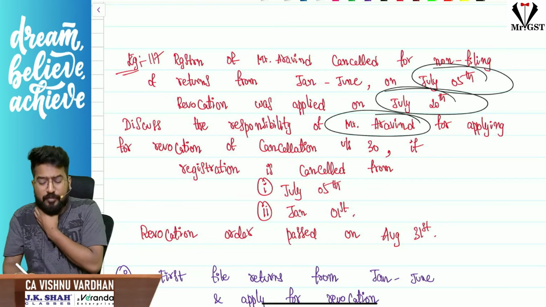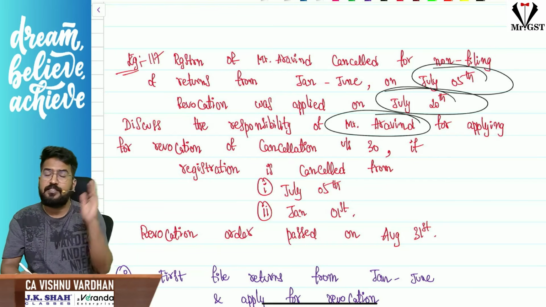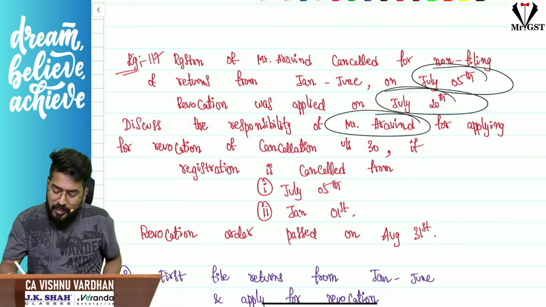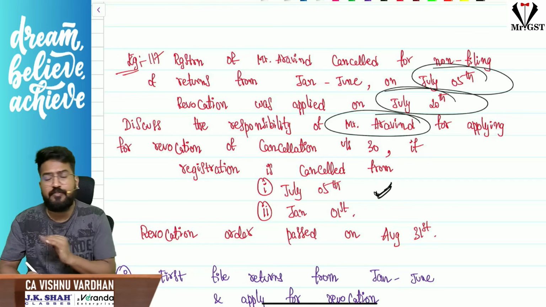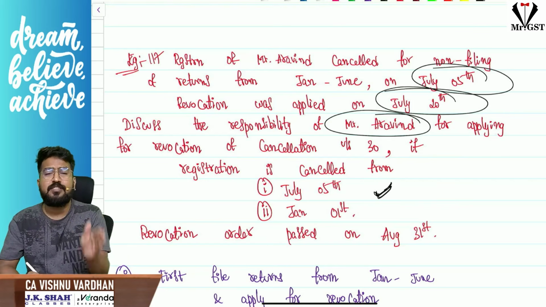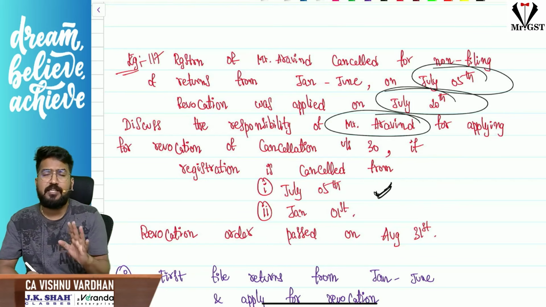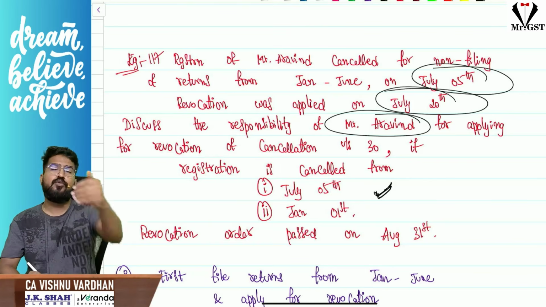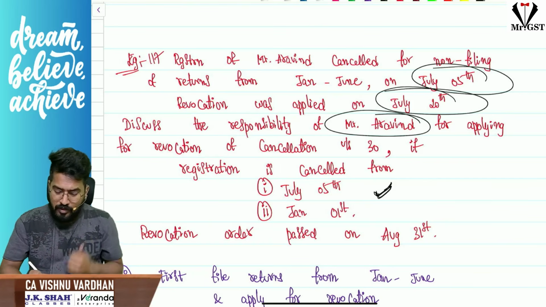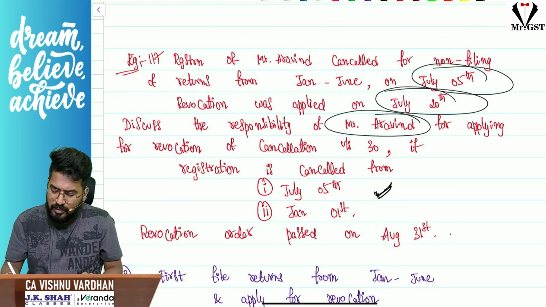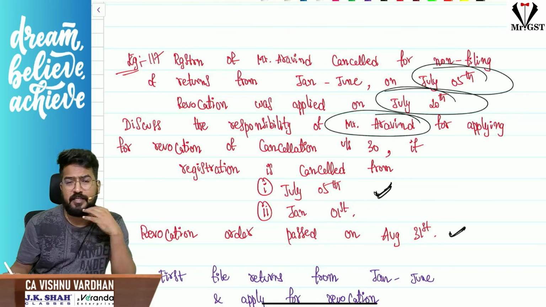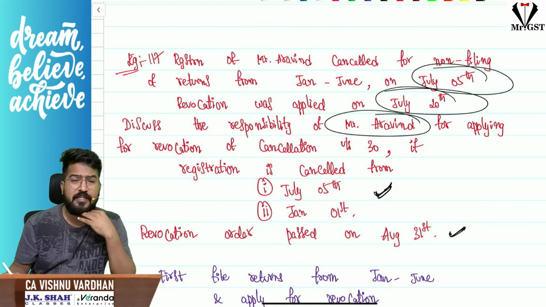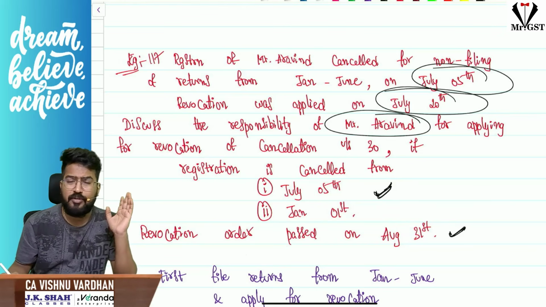Now the problem is from when it is cancelled. Sir, Jan to June I did not file the returns, but with immediate effect only, they cancelled my registration on July 5th. So what should I do first? Jan to June, whatever the returns are pending, I should file, and then I can ask for revocation. Okay, so the revocation order is passed on August 31st, imagine. Jan to June I have filed all the pending returns and I got the revocation.